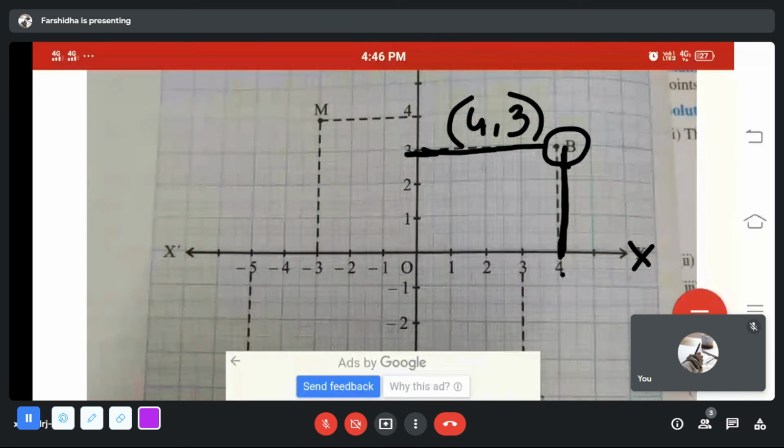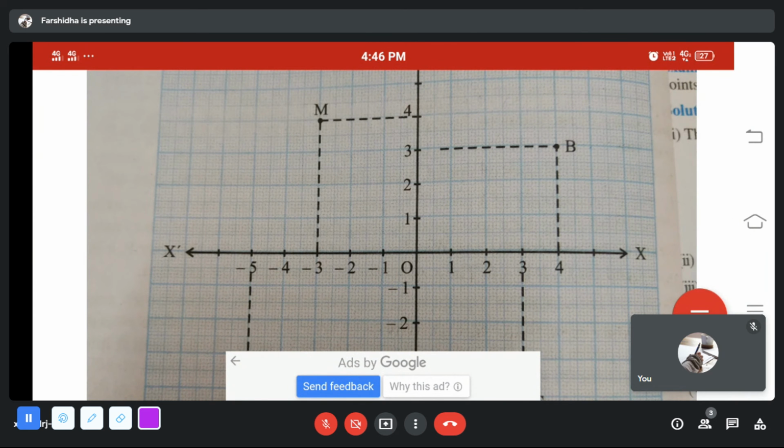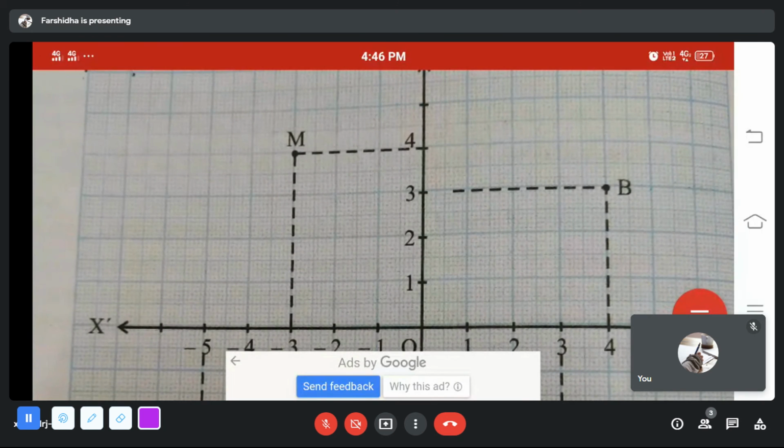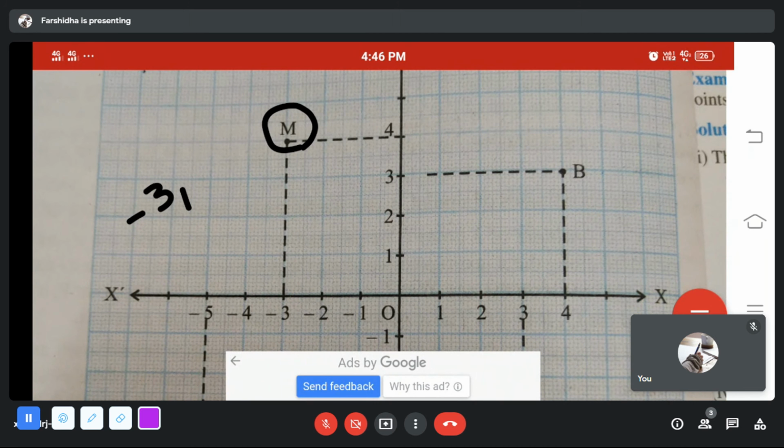Read the second sub-question. Okay, you need to find coordinates of B. Okay, 4 and 3. We found that. Now, second one, the x coordinate and the y coordinate of the point M. Okay, you need to find the x coordinate and y coordinate of M. See this M. Tell me. X coordinate is minus 3. Y coordinate is 4. Okay, so the point is (minus 3, 4).